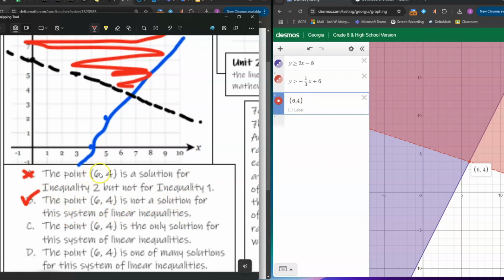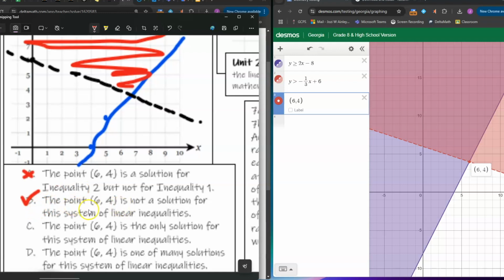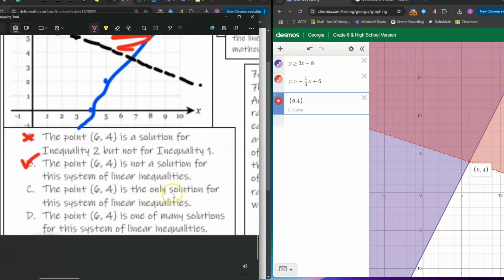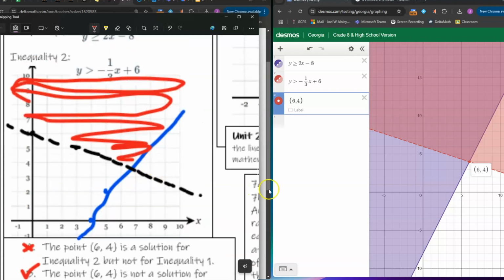Yes, and this might be select all, I don't know. So I'm just going to keep going. All right, so yes, it is. It's not a solution because of this dotted line. The point (6,4) is the only solution for this system? No, it's not a solution at all. The point (6,4) is one of many solutions for this system? No, it's not a point at all. So the only answer it could be is B. All right, so very, very important. Again, remember for your solutions, the overlap, stay away from dotted lines.